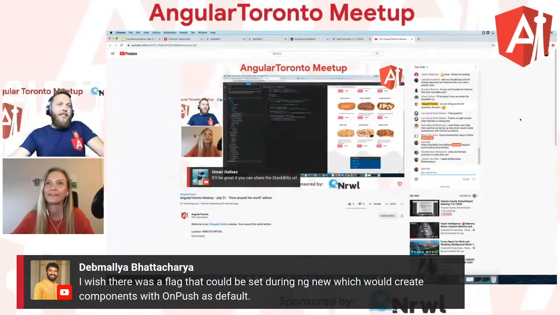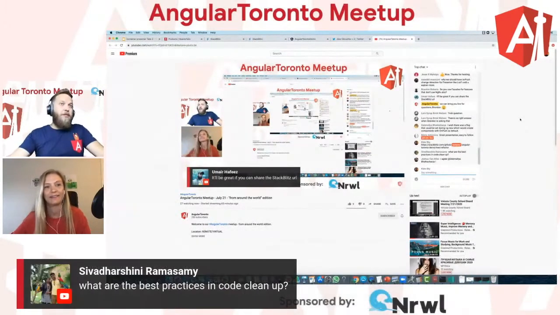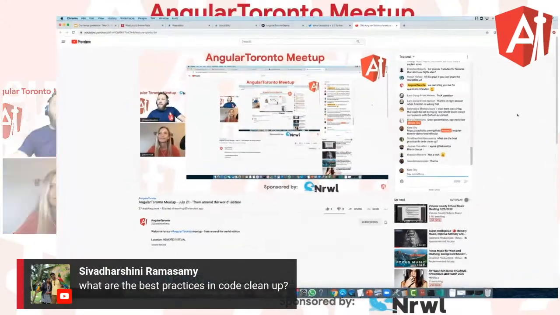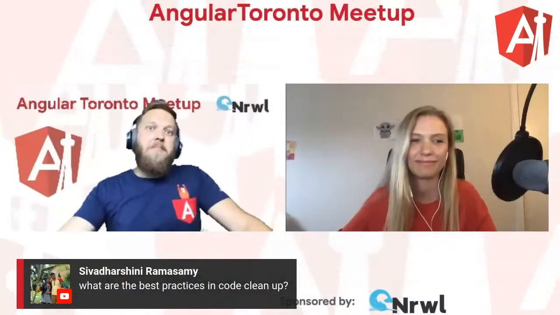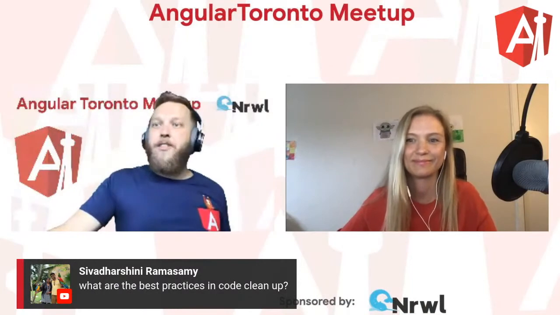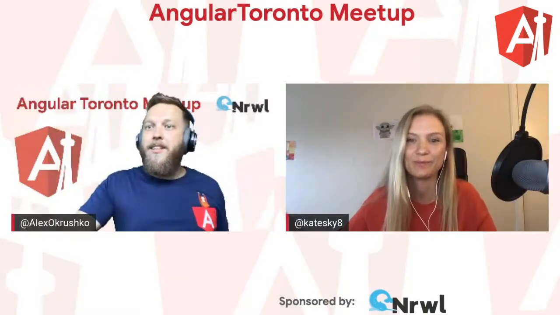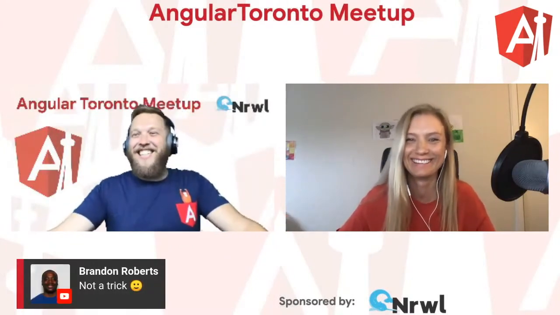And Balaya says that he wishes there was a flag that could be set during ng new, which would create components with OnPush. You can actually probably use some of the schematics for it, right? So we can work with that, right? And basically create your own schematics that does the OnPush by default. True. Brendan says not a trick.